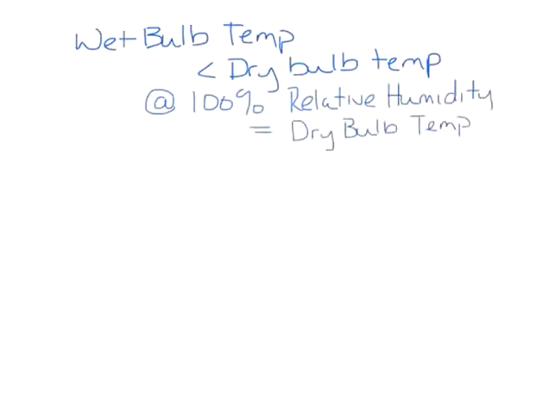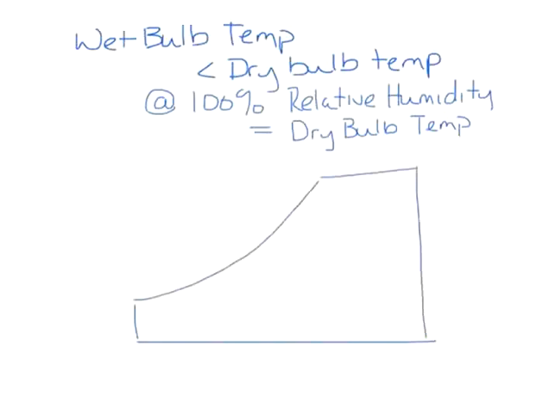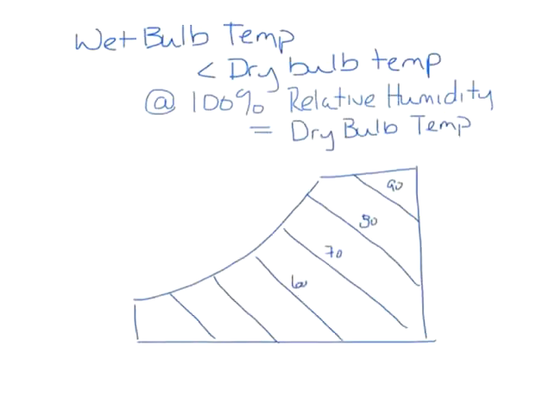On the psychrometric chart, the wet bulb temperatures go diagonally like this. And let's add some temperatures, 90, 80, 70, 60, and so on. Now let's move this out of the way and we'll talk about enthalpy.